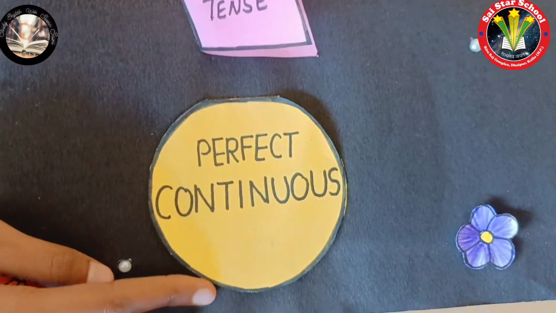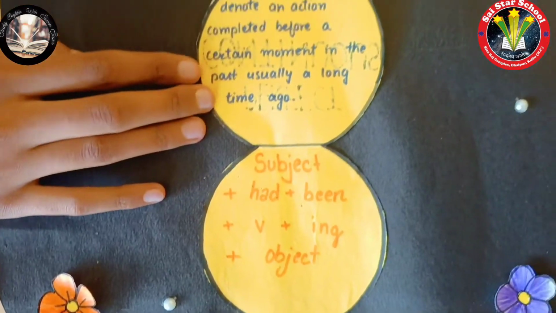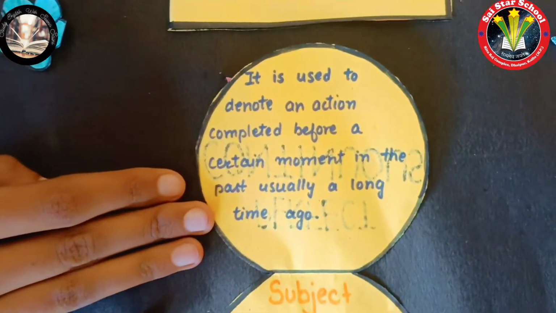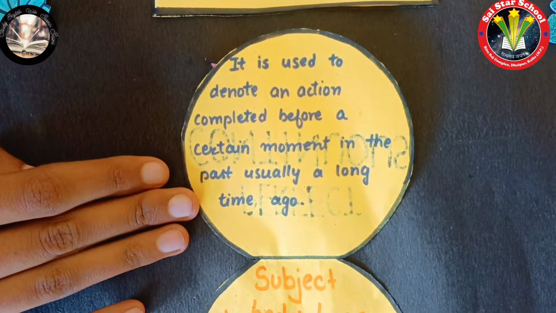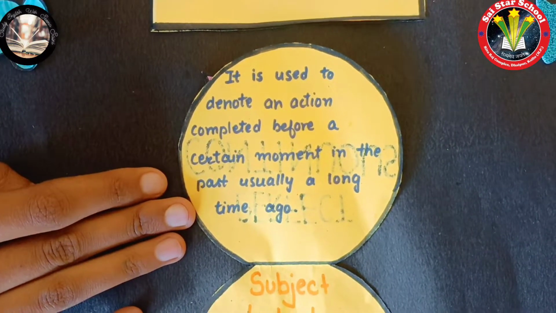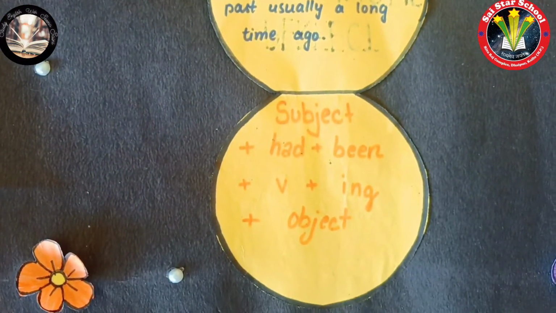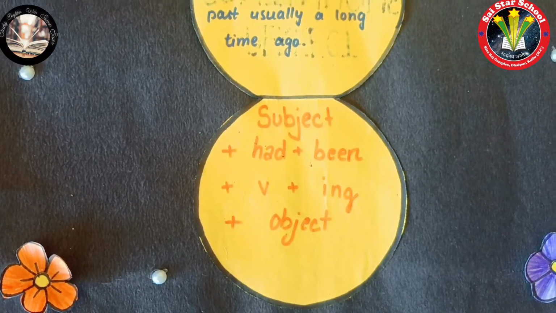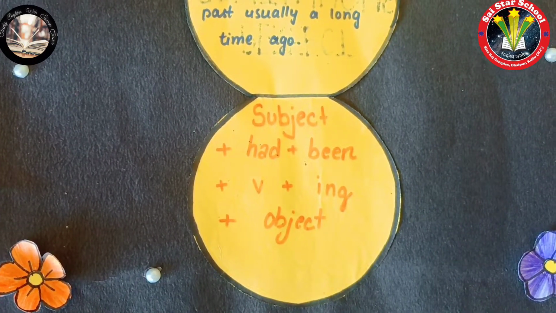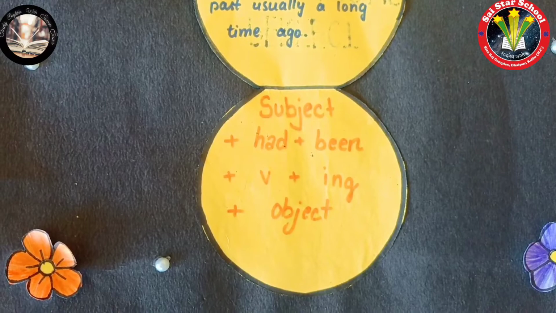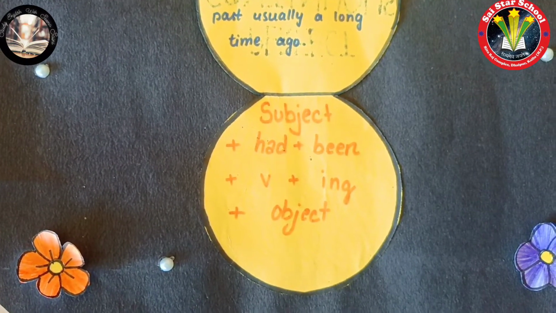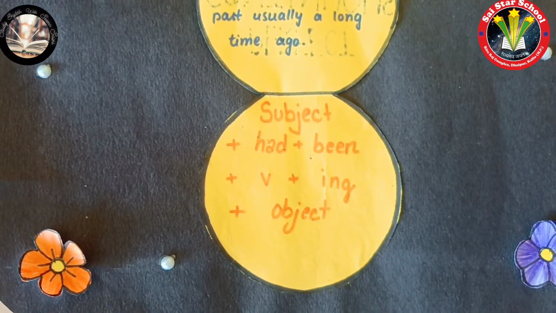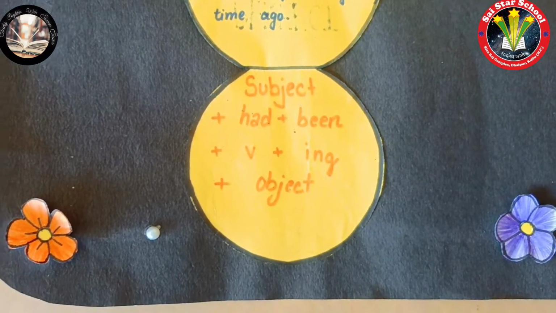Now the last one is past perfect continuous. It is used to denote an action that was going on before a certain moment in the past. The formula of past perfect continuous is subject plus had plus been plus verb plus ing plus object, and the example of this past perfect continuous is: she had been writing a letter.